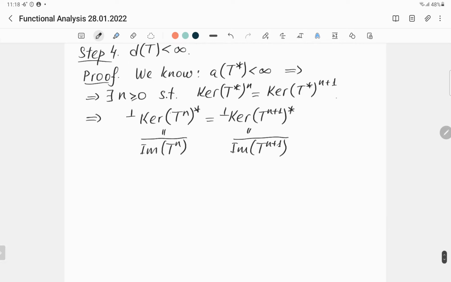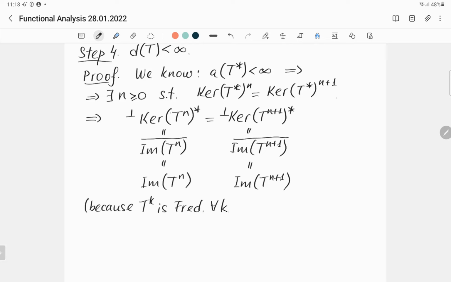And finally, we can remove the closures here because we already know that T is Fredholm, and so all the powers of T are also Fredholm, and therefore the images are closed. And that's it. So we see that the image of T to the power n is equal to the image of T to the power n plus 1. And therefore by lemma 1, the descent of T is finite.